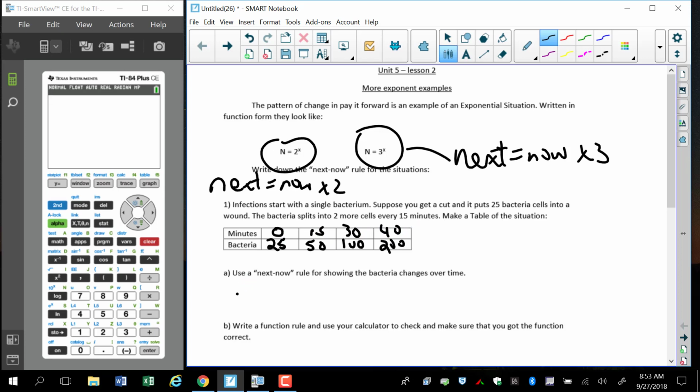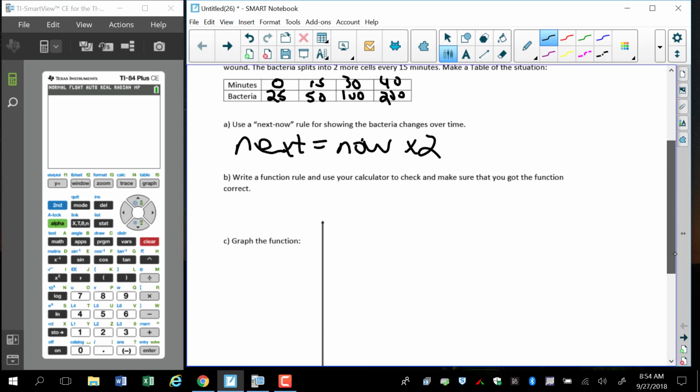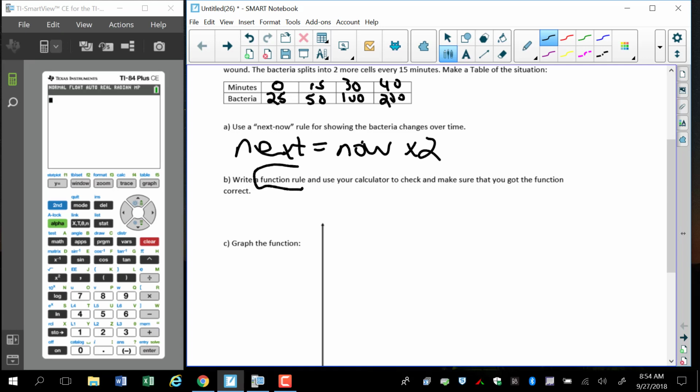You'll notice here the next now rule is still the same. Next equals now times 2. That's just what we did for the first day because everything just doubled. Times 2, times 2, times 2. What's different is the function rule, and it's important to understand that this difference is, instead of just saying 2 to the x, we start with 25. So it's 25 times 2 to the x. Again, where we start, how it's changing.